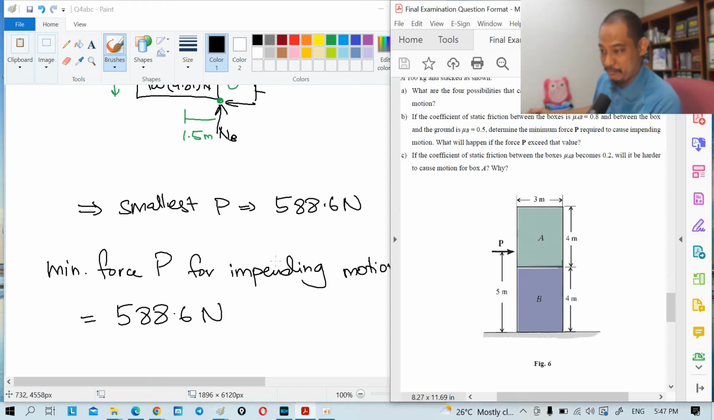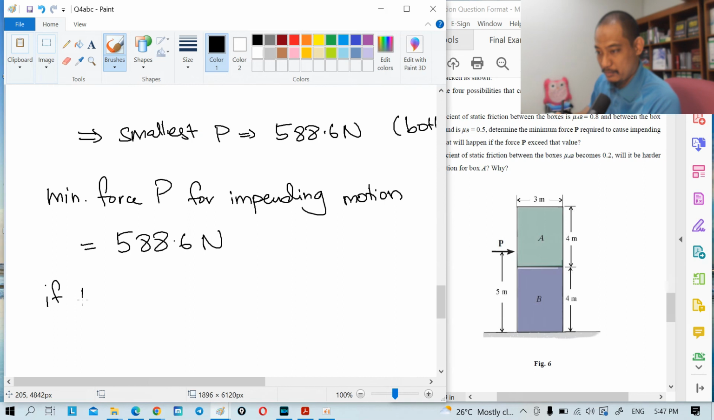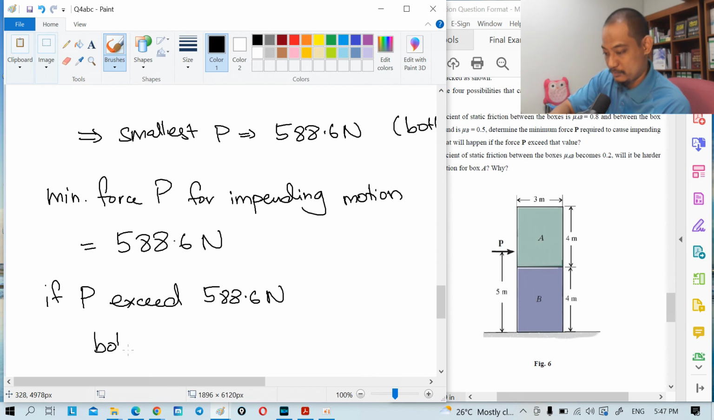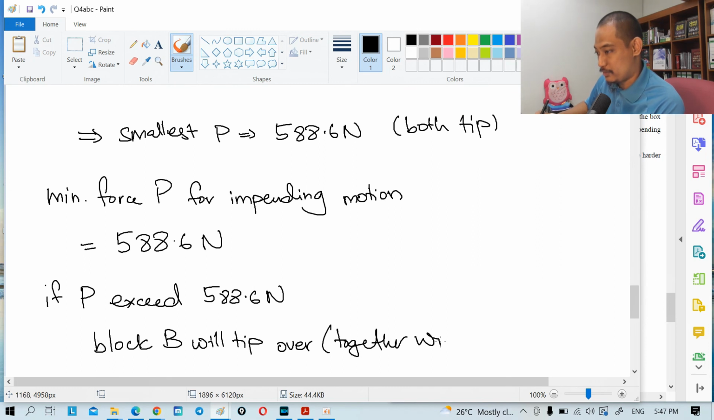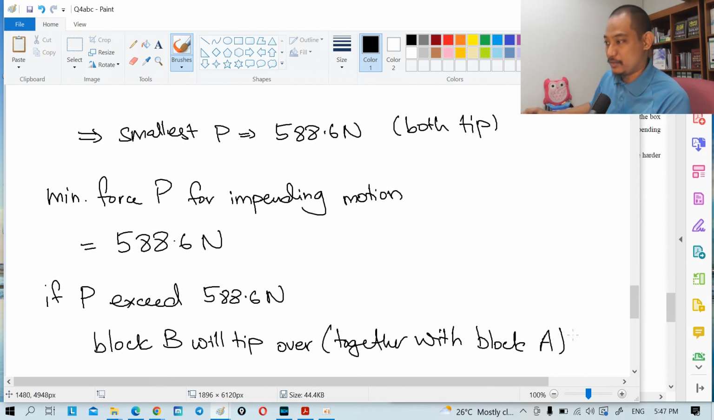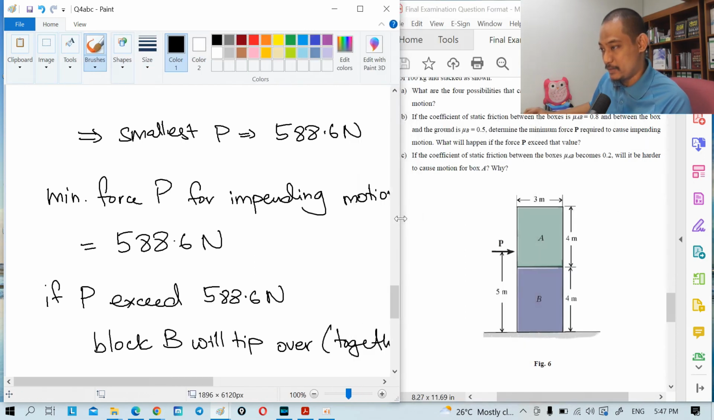And what will happen if P exceeds 588.6 Newton? Block B will tip over together with block A. So that's the answer for part B, right?